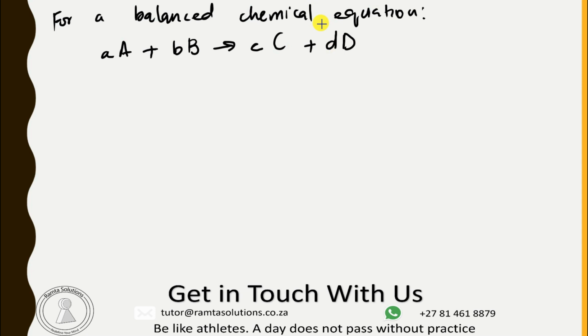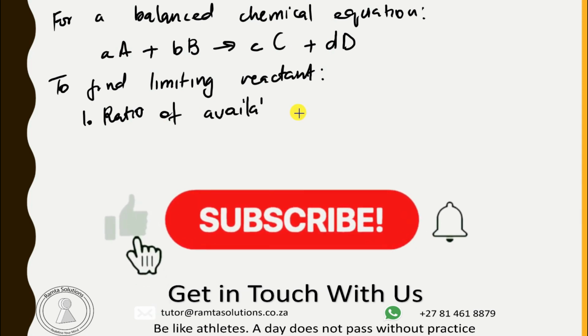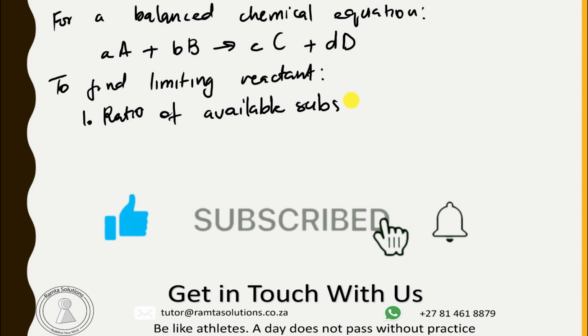So when you have a balanced chemical equation, you are going to be given information that maybe you have a certain number of moles of substance A and a certain number of moles of substance B. To find the limiting reactant or reagent, do this. One, find the ratio of available substances.